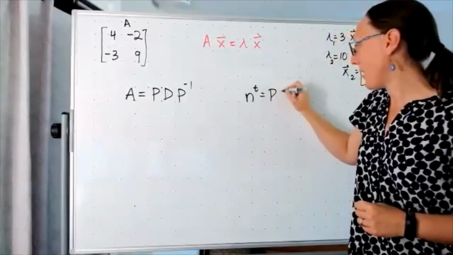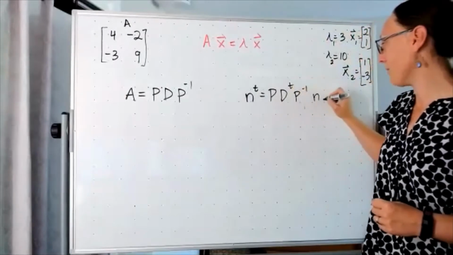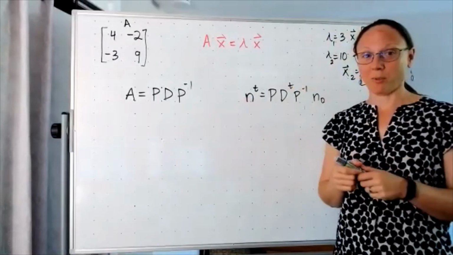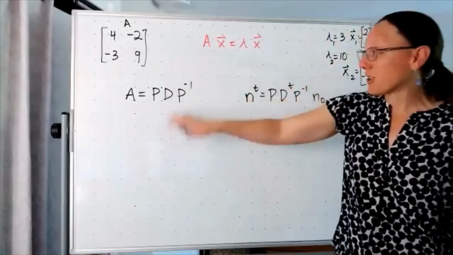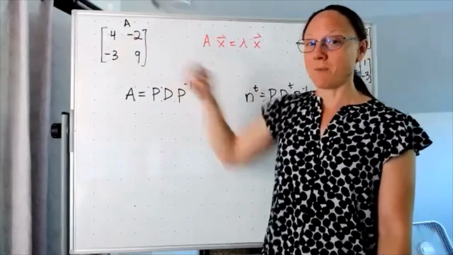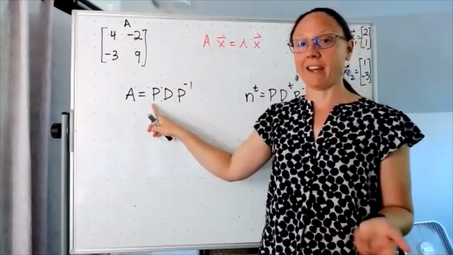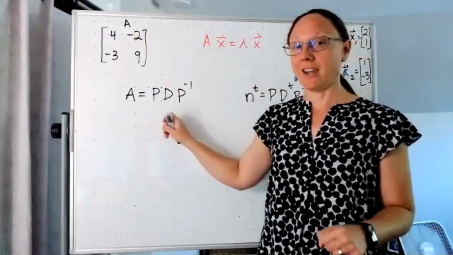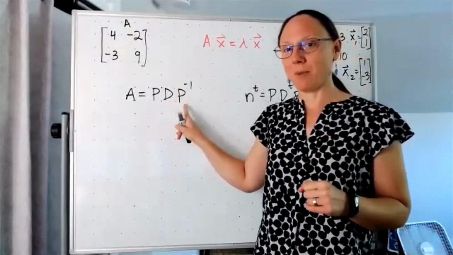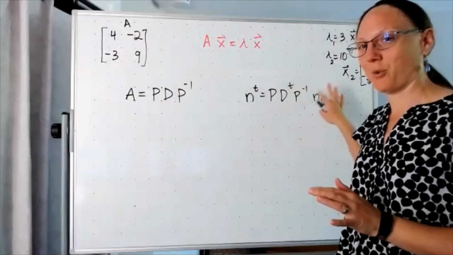This becomes P times D to the T times P inverse times N naught. That's a little gross, but I'll show you what all the pieces mean. The first part is that we can write this matrix A as P, which is the matrix of our eigenvectors, times D, which is the matrix of our eigenvalues, times P inverse. So let's start there, and then we'll work into where we're headed.